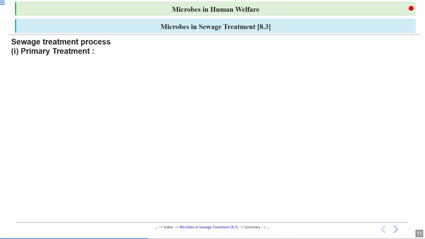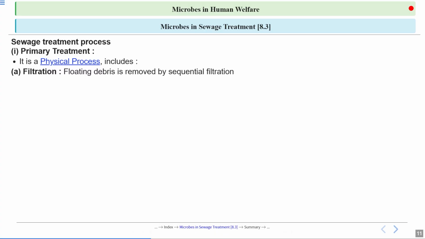Let's talk about primary treatment first. It is a physical process to clean the water. Now what is done here? Filtration is done. In filtration, what happens? This step removes large floating objects from the water by passing it through filters. Sequential filtration is being done here. The floating debris is removed by sequential filtration.